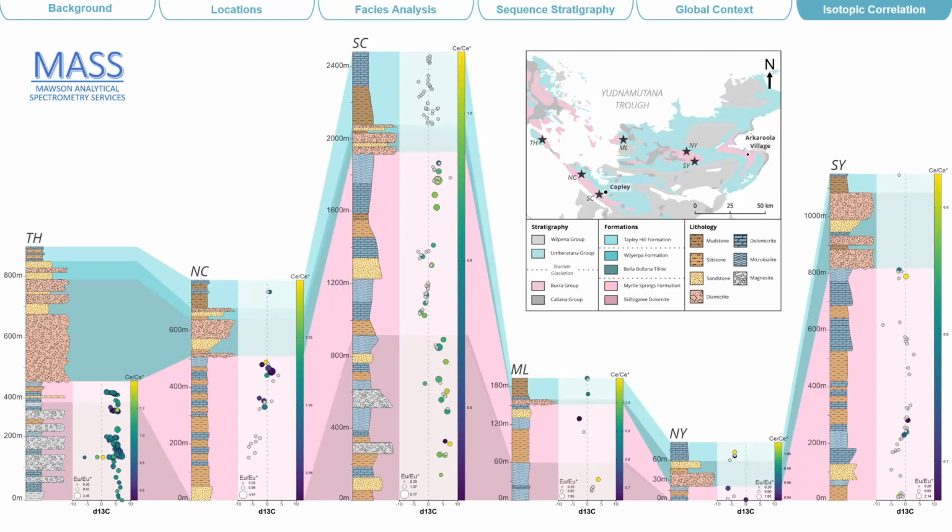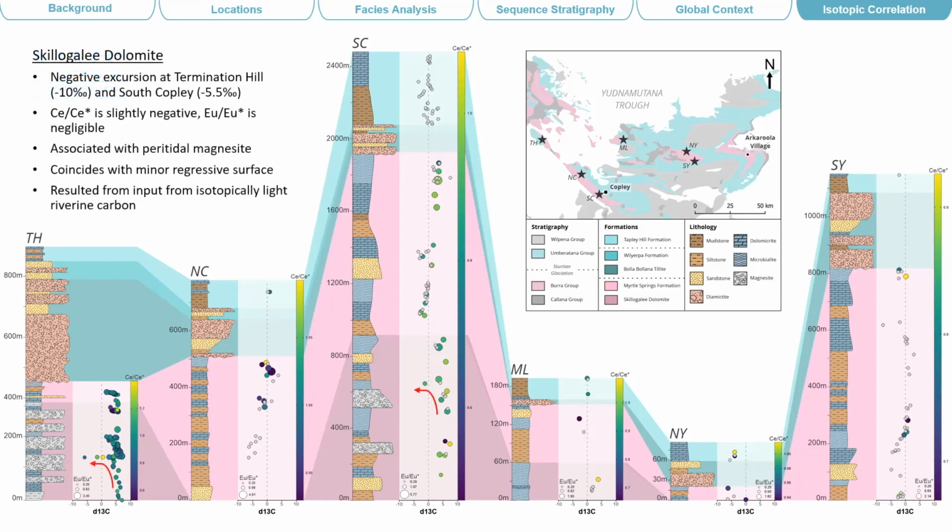So what I've got here is an opportunity to see whether the fluctuations in delta 13C can be correlated across the basin. I do have several negative excursions I'm going to talk through. So starting in the Skilly, we have a negative excursion in the Termination Hill section by 10 per mil, which is quite a lot, and in South Cockley by 5.5. In terms of the cerium, you can see by the color, it's slightly negative. So it's around 0.8, not significant, but it is slightly negative. And the europium is negligible.